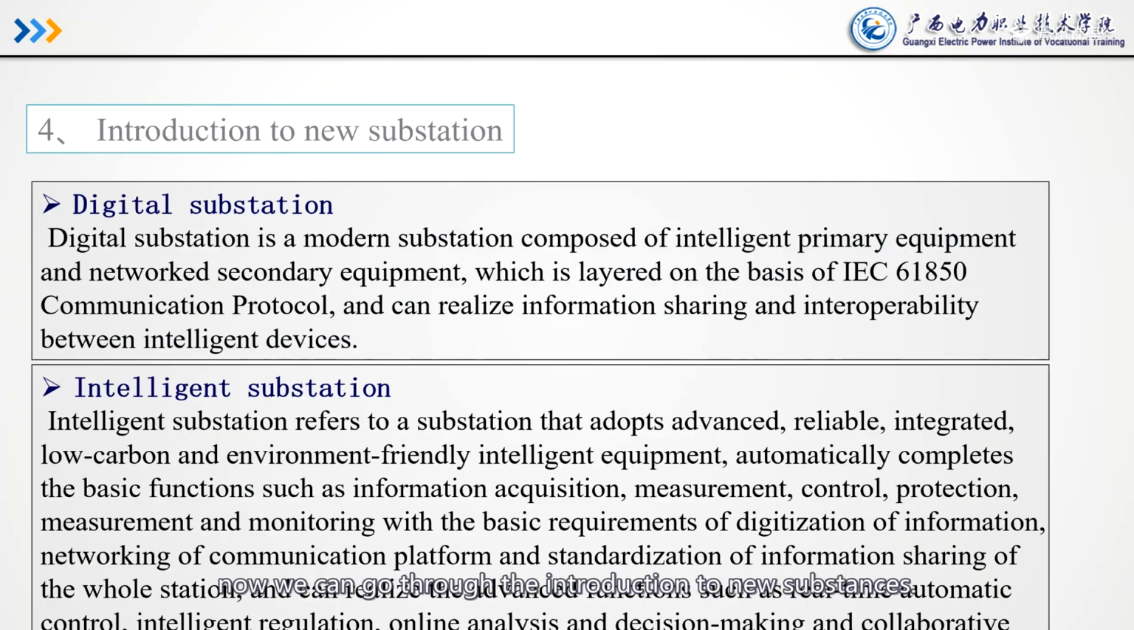Now we can go through the introduction to new substations. The digital substation is a modern substation composed of intelligent primary equipment and network secondary equipment, which is layered on the basis of the IEC 61850 communication protocol.